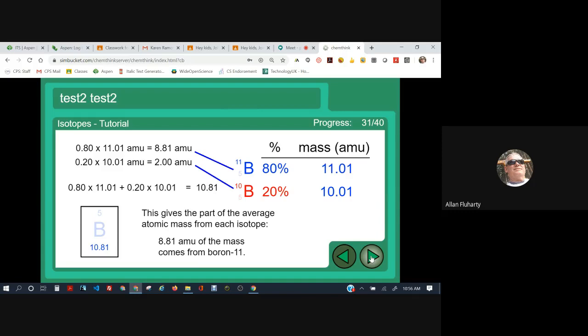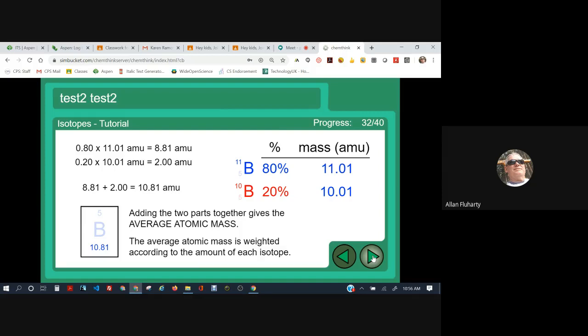This gives part of the average atomic mass for each isotope. 8.81 atomic mass units of the mass comes from the boron 11, and the rest comes from the boron 10. Adding the two parts together gives the average atomic mass. The average atomic mass is weighted according to the amount of each isotope.